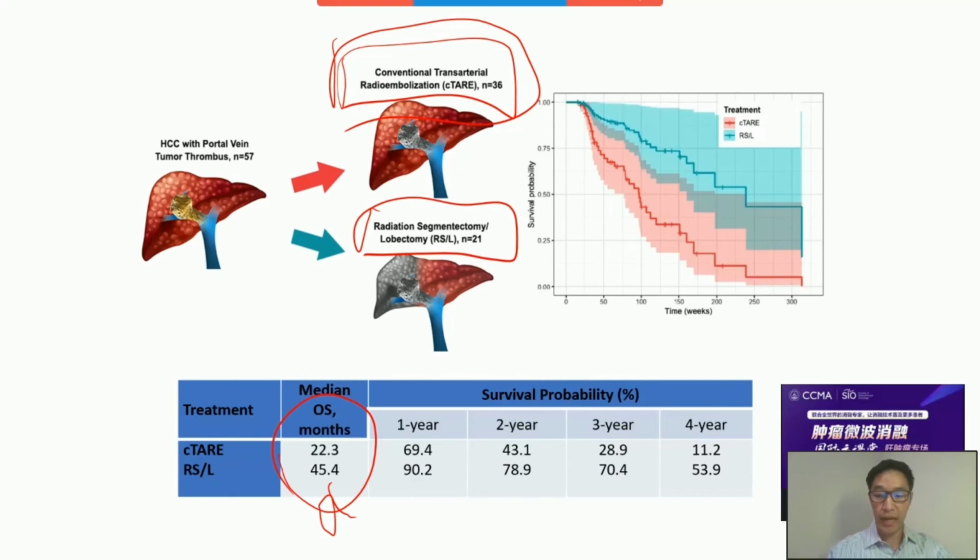And for those of you that have looked at the literature of PVTT or portal vein tumor invasion, there is no other therapy in the published literature that demonstrates 3.5 years of median survival. And this is just on a basis of the radiation lobectomy approach versus the conventional Y90 approach. So 3.5 years. This is better than systemic therapy. This is better than SBRT, and also better than the TACE published literature.